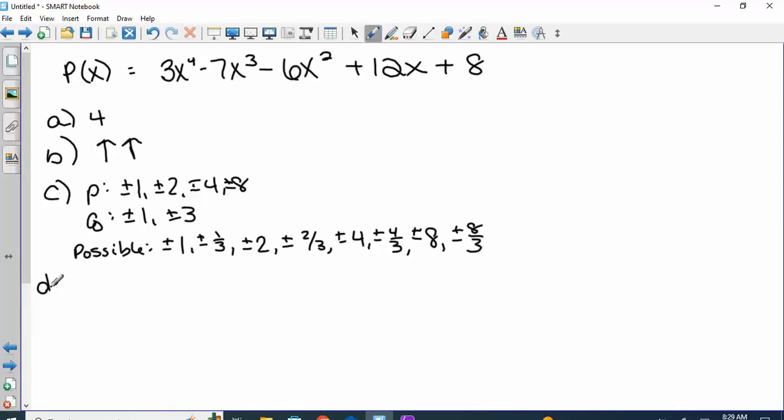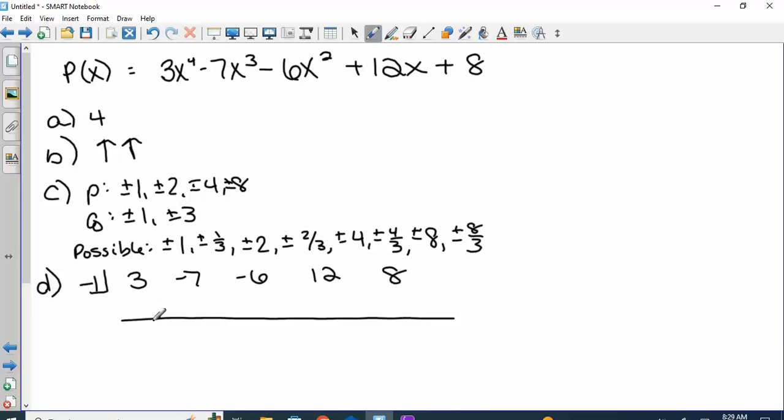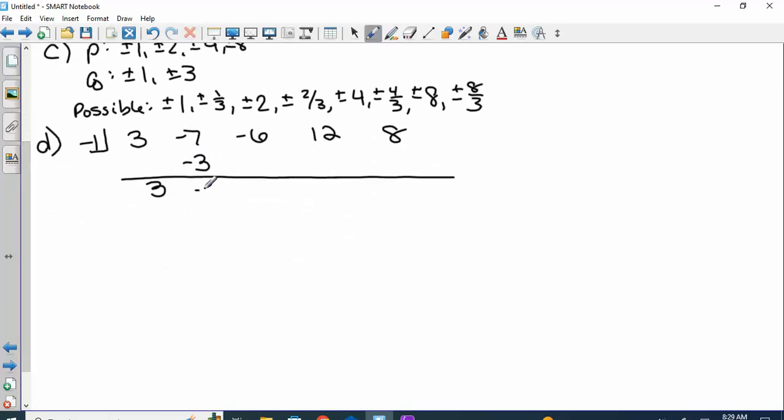Yes. Okay. D, factored form. So to get to the factored form from here, you have to find one zero that works. And we use the graph to kind of narrow that down. What is something that works? -1. So we do synthetic division with -1. Okay, so 3 comes down. That'll be a -3. Adds to -10.